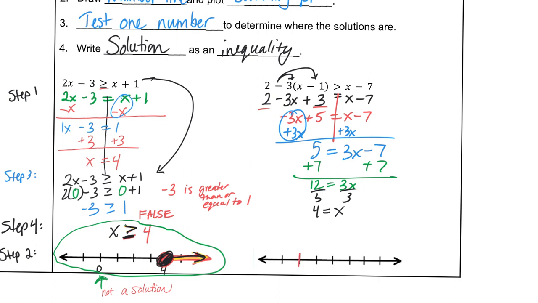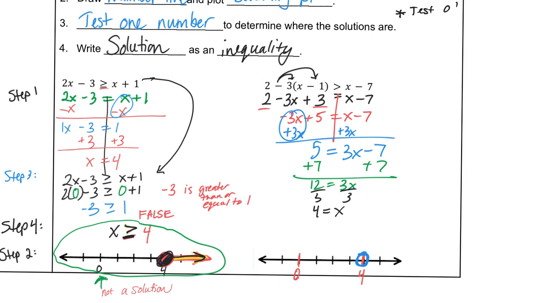Finding 0, finding 4 happens to also be 4, which is interesting. And now we're going to plot a circle, this time open. An open circle because, going back to the problem, the solution cannot be equal to based on my original inequality. So I have an open circle, and now I'm ready for step number 3. Test one number, preferably 0, to determine where the solutions are. So maybe you add that little note.